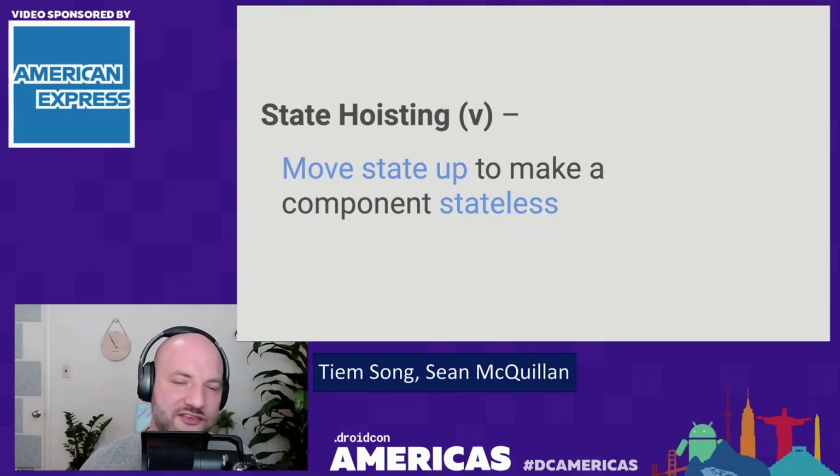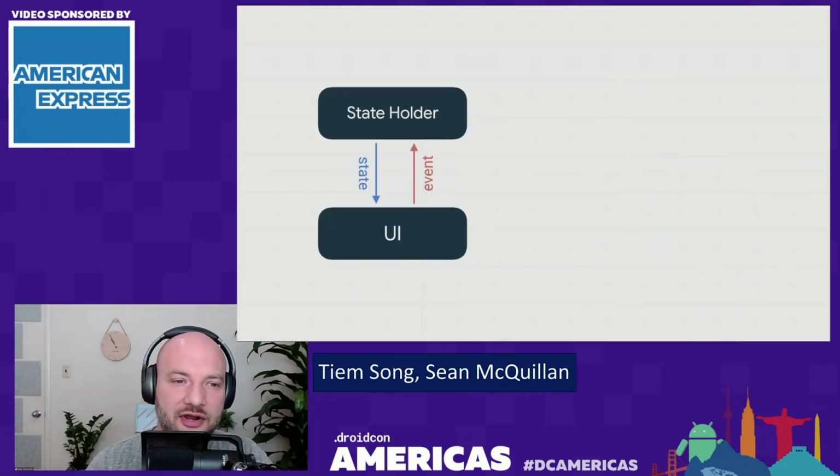And this is a concept that underlies the design of view model and live data. And the concept basically is to take and move state up to make a component stateless. And as we move into Compose, we're going to see this is really core to understanding how to design state interactions in Compose. We'll explore that more as we go through the rest of the talk.